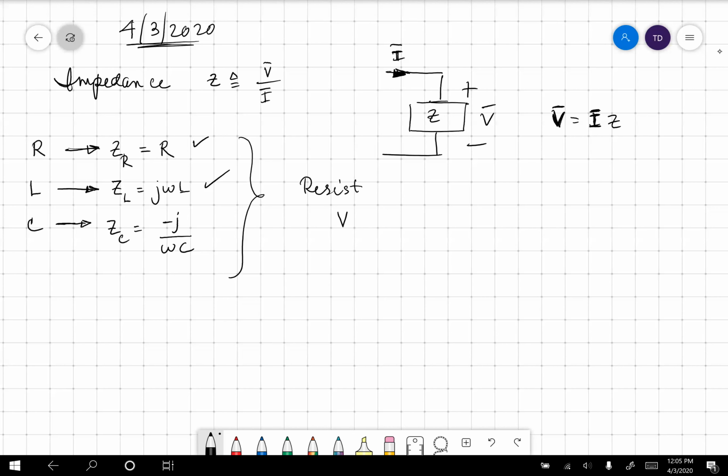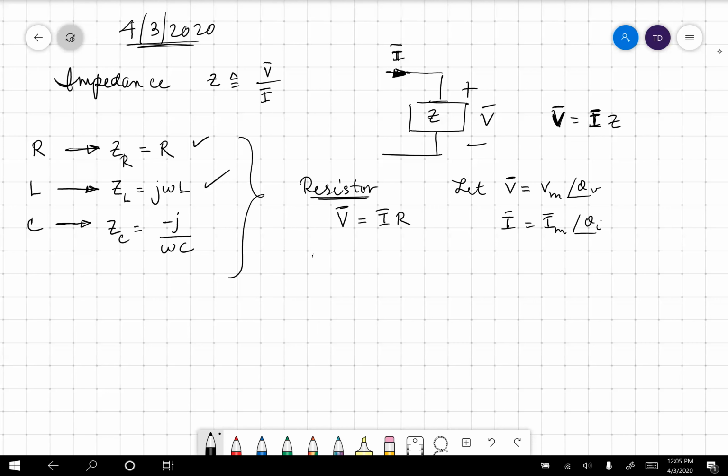So let's take a look at that for the resistor. We talked about this when we drew a picture yesterday. V phasor is equal to I phasor times R. So R is just a real number. In all of this, let V phasor equal V sub M at an angle of theta V. Let I phasor equal I sub M at an angle of theta I. This is what we know.